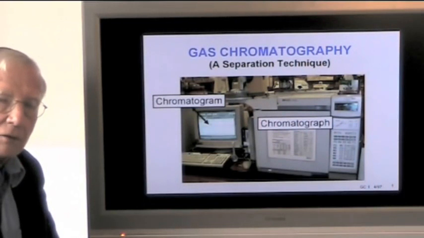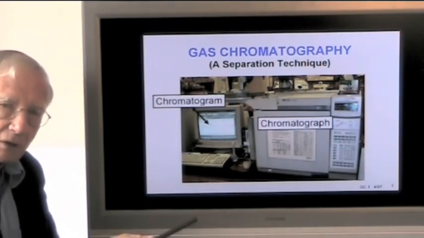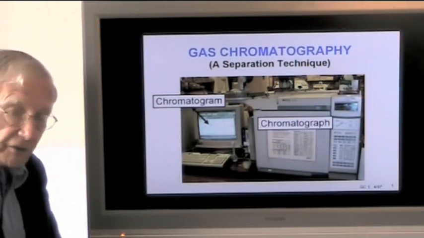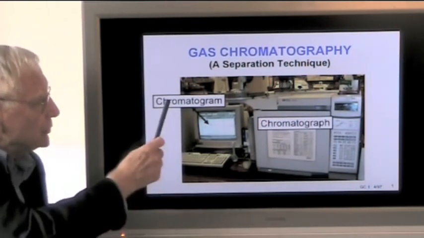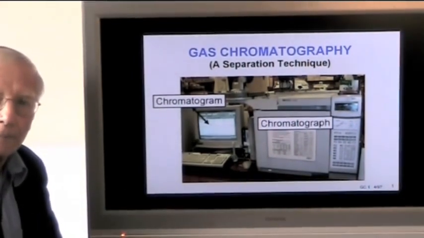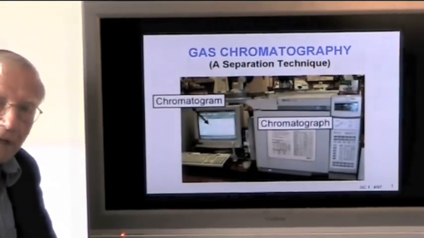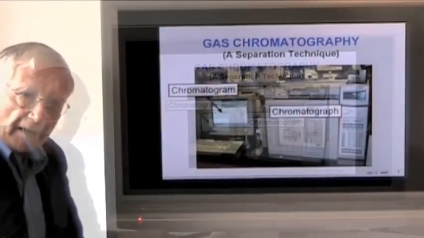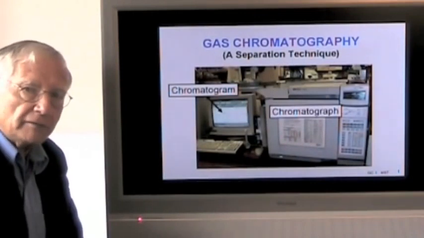The machine is called a chromatograph, a gas chromatograph. This machine, by using an injection port and a column detector, generates a written record of the analysis, a series of peaks. And those series of peaks are called a chromatogram. A chromatogram is simply a written record of the analysis performed by the gas chromatograph.